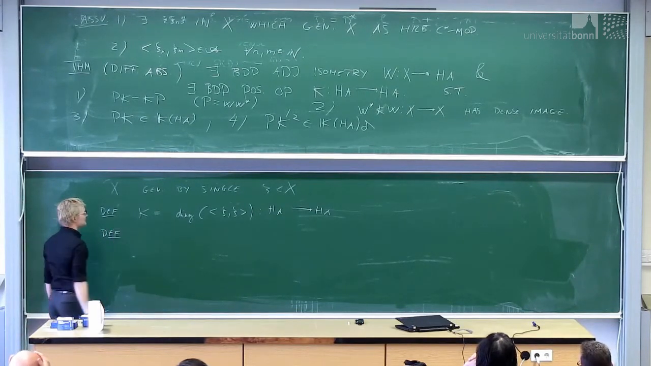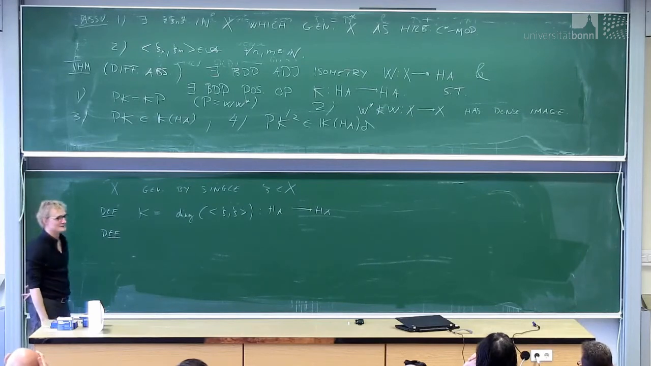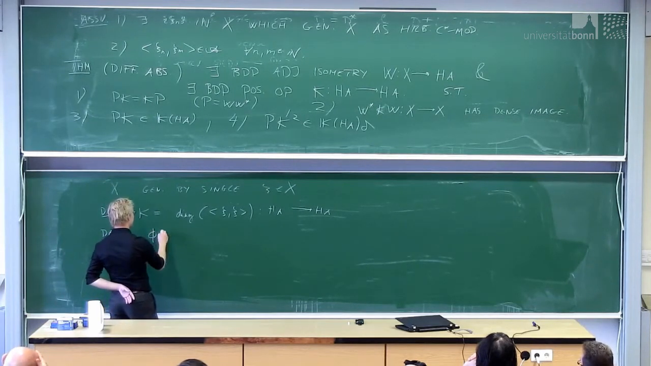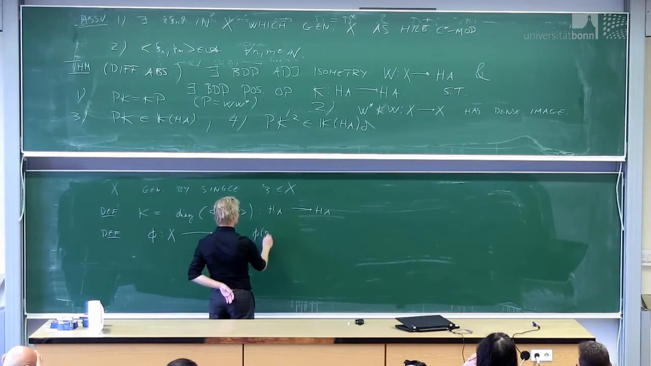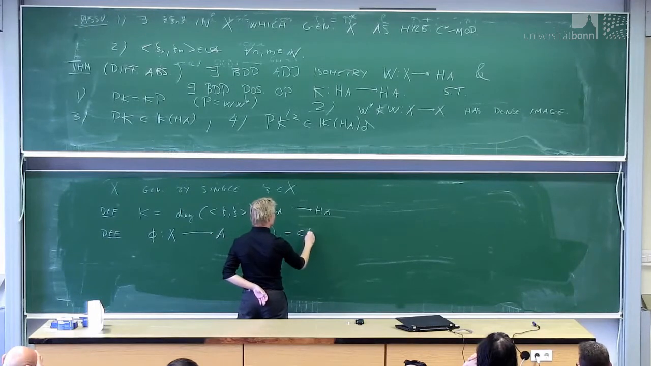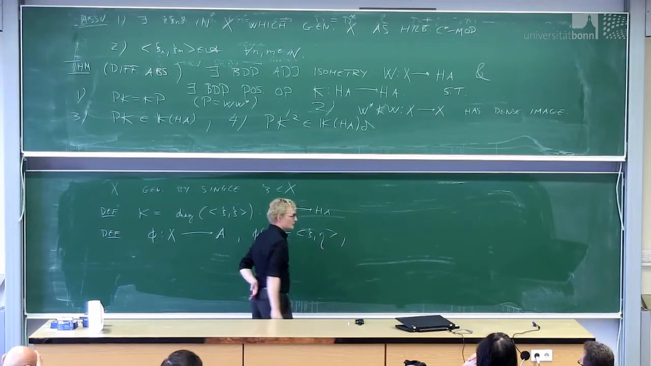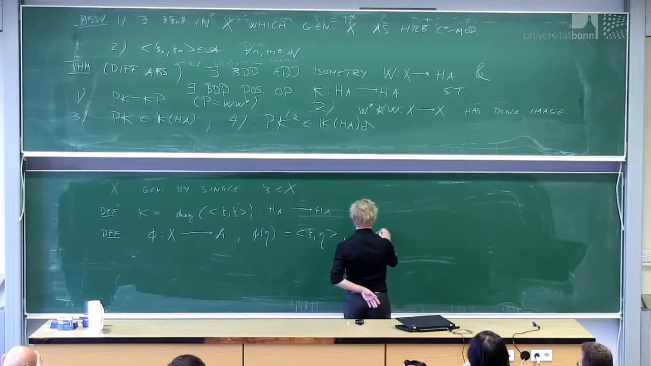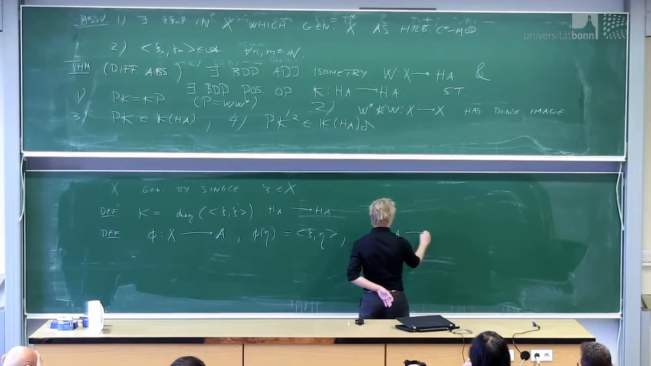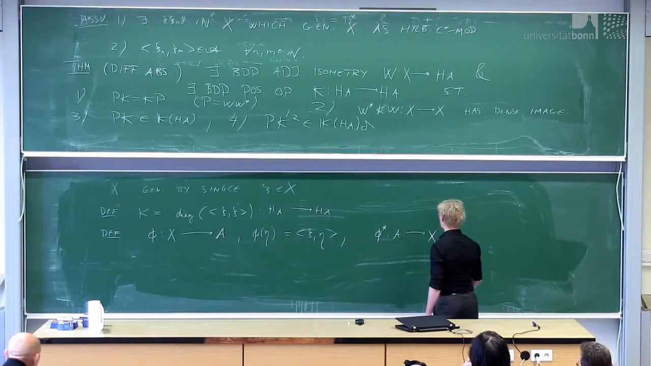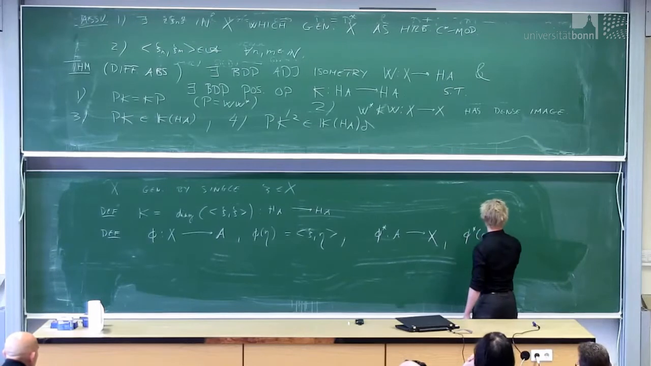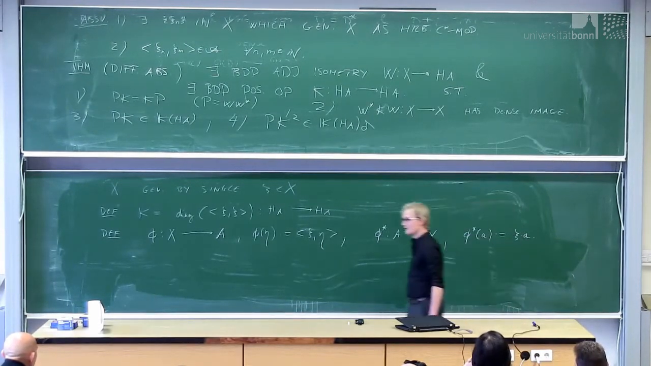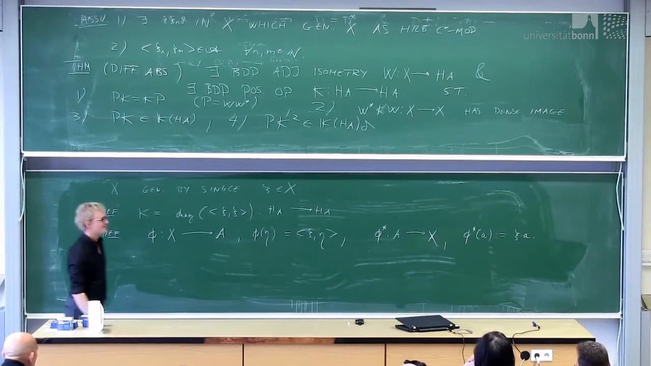Then you define two maps, which are the most stupid ones you can come up with. So you define phi from X to A just by taking the inner product with psi. Then this is adjointable. And the adjoint is just given by multiplying with a from the right. Okay? Well, these are very simple maps.